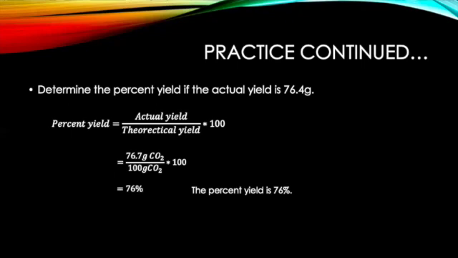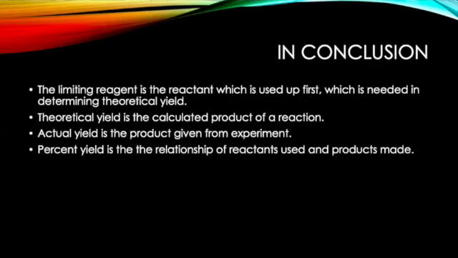So the reaction was able to reach 76% of its theoretical or proposed reaction potential. So in conclusion, the limiting reagent is the reactant which is used up first, which is needed in determining theoretical yield. Theoretical yield is the calculated product of a reactant. Actual yield is the product given from experiment. Percent yield is the relationship of reactants used to products made.